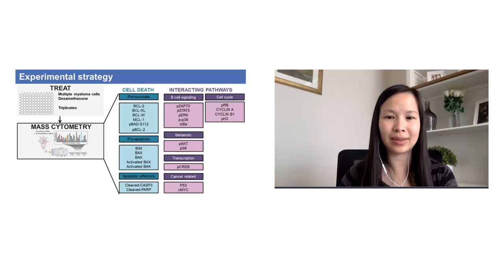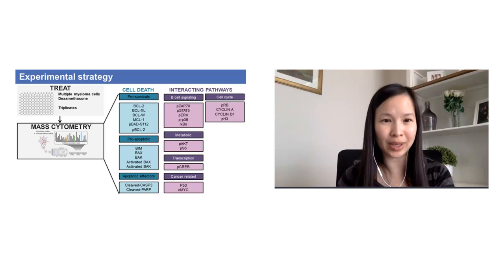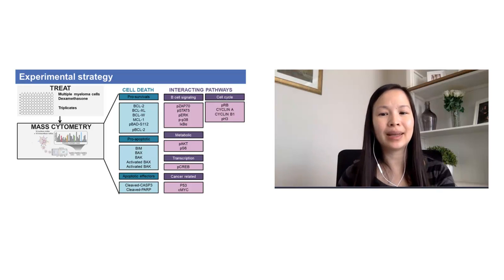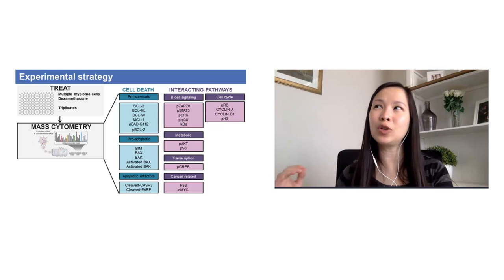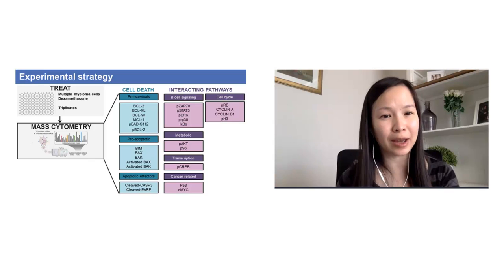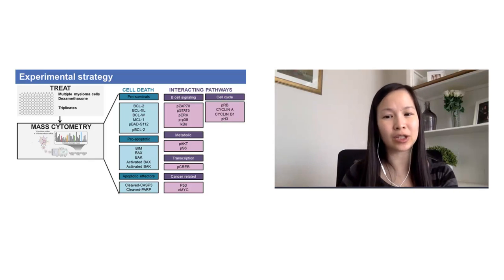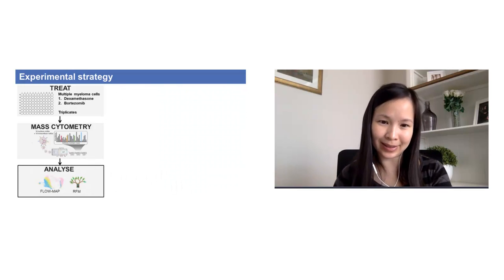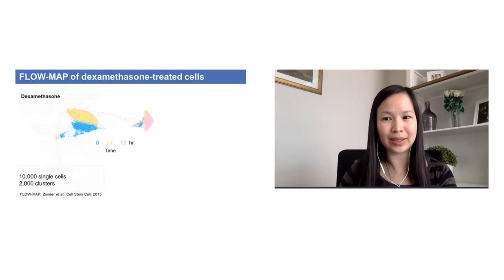So we have the cell death proteins shown in blue here, and there are lots of different cell death proteins. And then these proteins also interact with proteins from different pathways. And we can detect functional expression of those pathways by looking at proteins that are phosphorylated or at different stages of the proteins. So we coupled all this together in one big panel, and we stained the cells. And lastly, we did analysis on the cells. So let me show you how this looks.